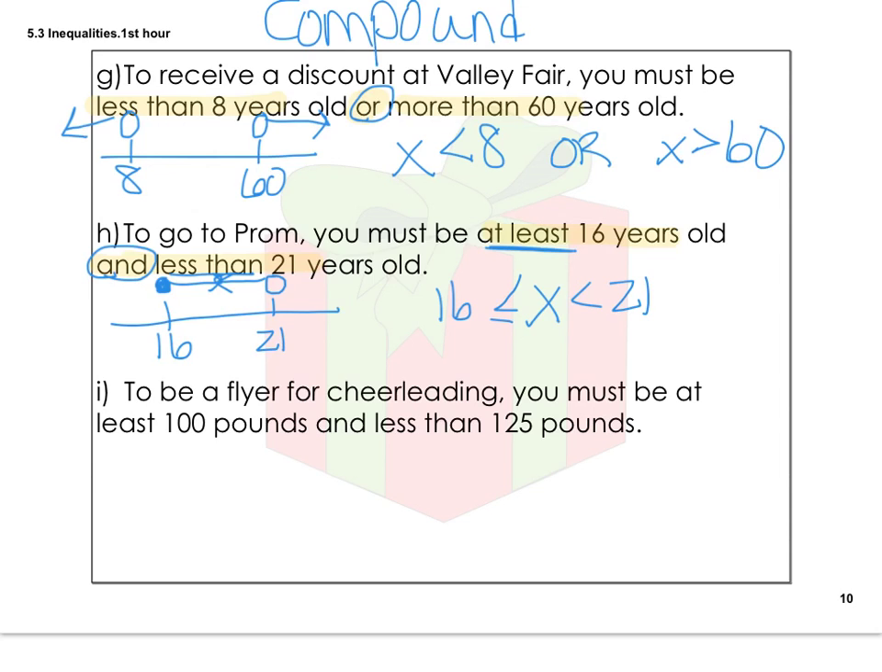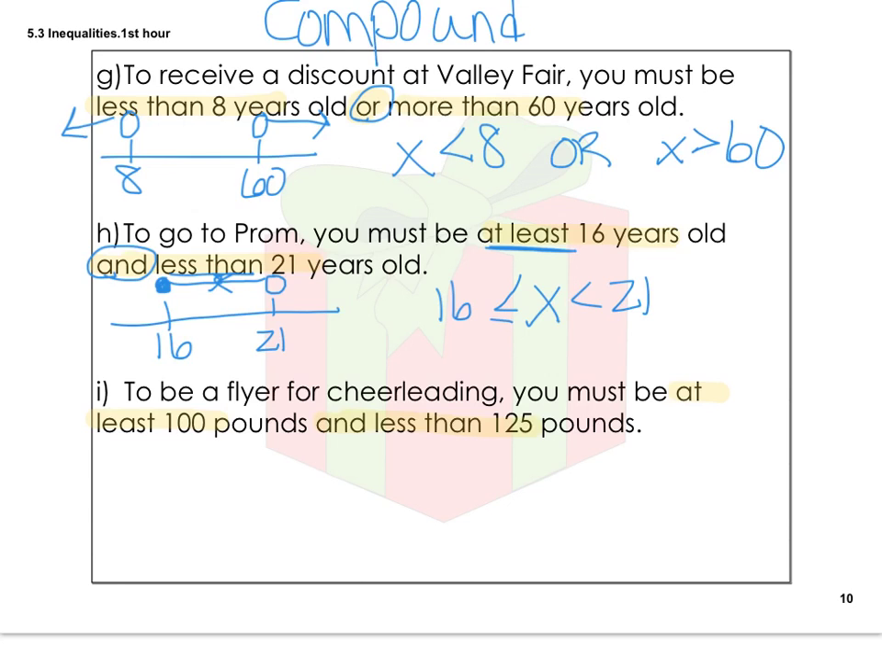All right, in our last example, I totally made this up too. Those of you guys that are cheerleaders, I don't know if this is accurate, totally made up. So to be a flyer for cheerleading, those are the girls that get tossed in the air kind of thing. It says you must be at least 100 pounds and less than 125 pounds. Again, totally made it up. I just picked numbers. I couldn't think of another example. So at least 100 pounds and less than 125.